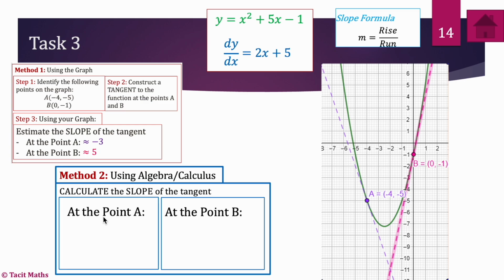Whereas now, if we want to use calculus to find the slope, we take our derivative, 2x plus 5, and we substitute in the x value of the point A. Okay, and it's as simple as that. When we do that, we get a slope of -3, which is exactly the same. If we want to do the same with slope B, again, we take our derivative, 2x plus 5, substitute in the x value only of the point B, and again, that comes out as 5, which is the exact same answer.